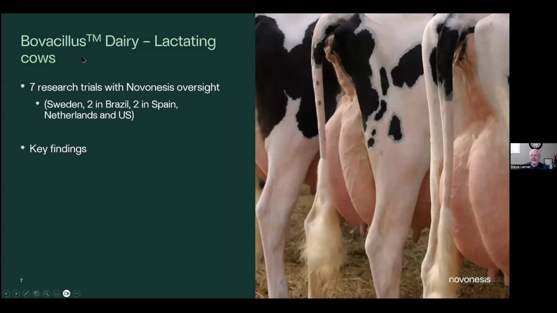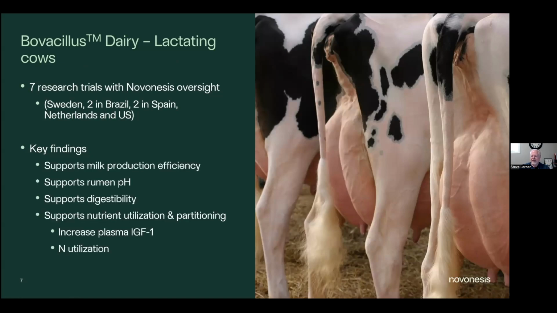Moving on, there are 7 trials that were done, also looking at Bovamine Dairy in the field: 1 in Sweden, 2 in Brazil, 2 in Spain, and 1 each in the Netherlands and the US. The key findings supported an improvement in the efficiency of milk production, supported proper ruminal pH, supported a positive change in digestibility of key nutrients, and of course, the utilization of those nutrients, including an increase in IGF-1 and nitrogen utilization.